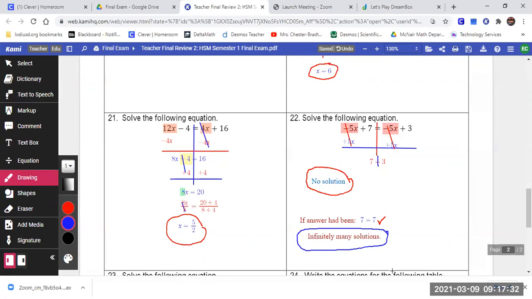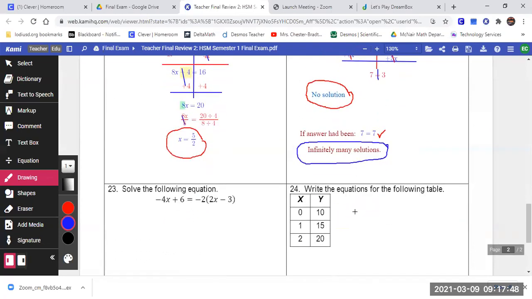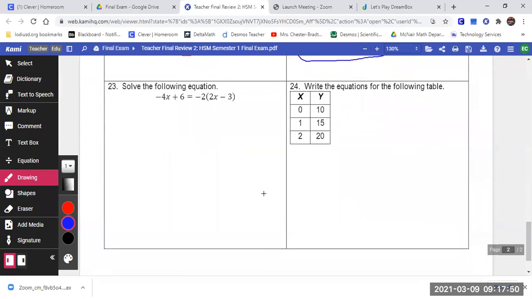Okay, yes, you get to have these open as notes. So I wanted to make sure both sets of notes are there. Okay, if we get no letters and we get a false, that's no solution. If we get no letters and we have a true, that's infinitely many solutions.